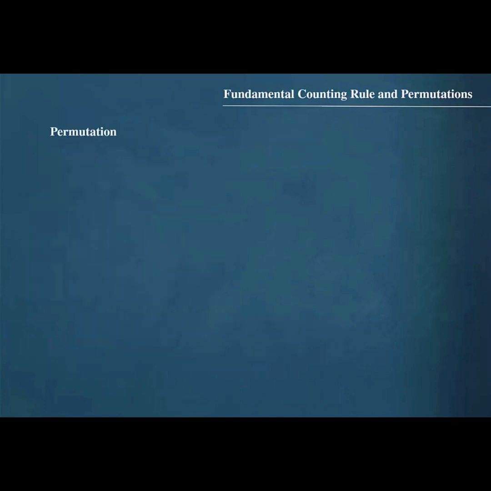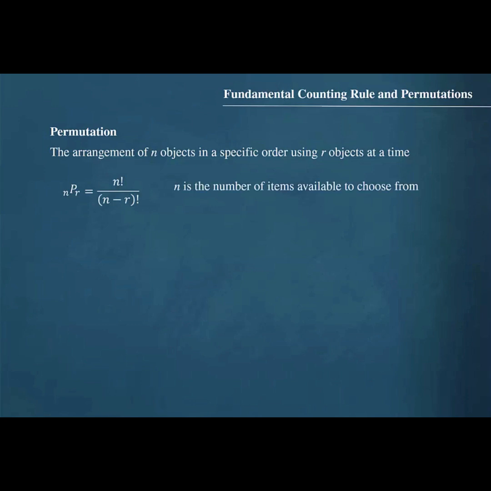The batting order problem can also be carried out using a permutation. A permutation is an arrangement of n objects in a specific order using r objects at a time. The notation is nPr, and the formula is n factorial divided by n minus r factorial, where n is the number of items available to choose from, and r is the number of items to be chosen and then arranged.